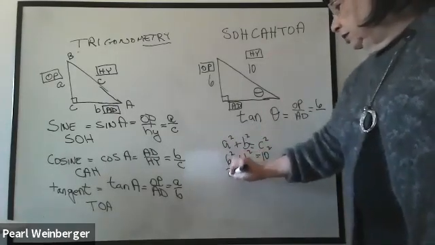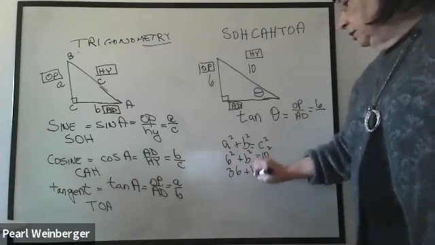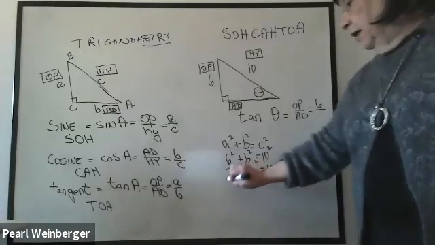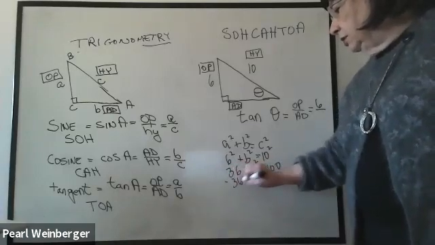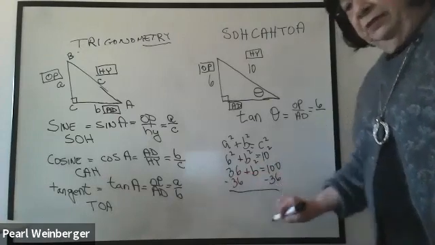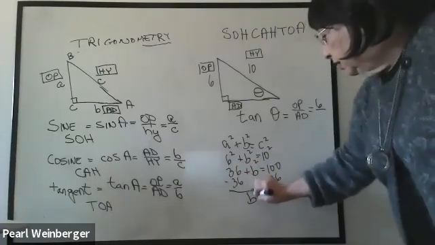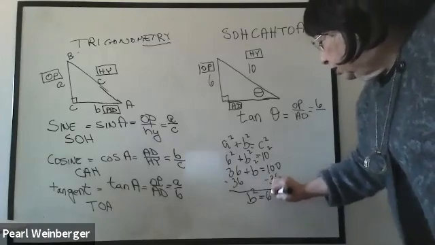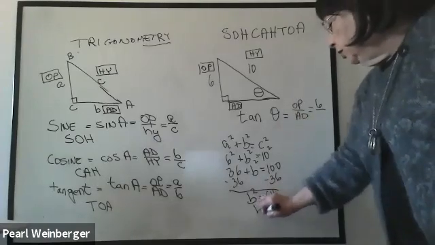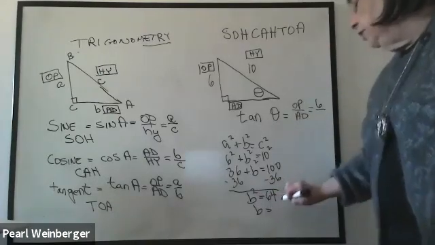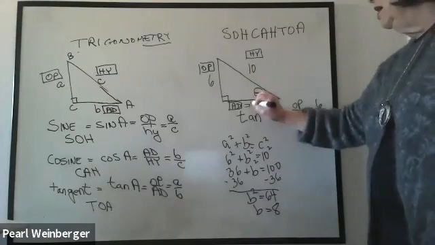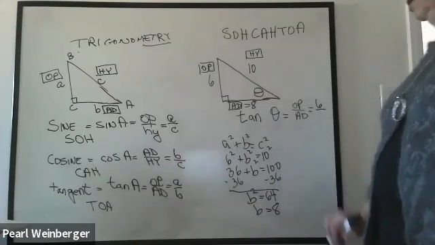So we have 36 plus b squared equals 100. And when I bring the 36 to the other side, I get that b squared equals 64. And remember, I'm only using a positive square root. The square root of 64, this happens to be a perfect square, is 8. The adjacent side turns out to be 8.